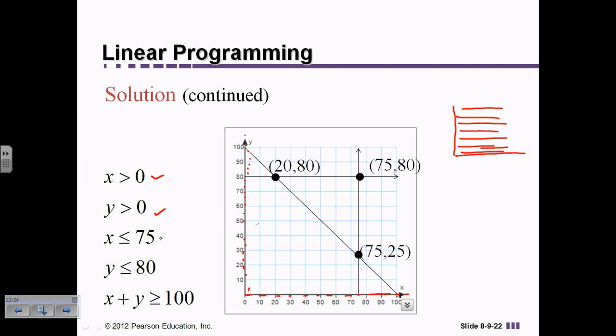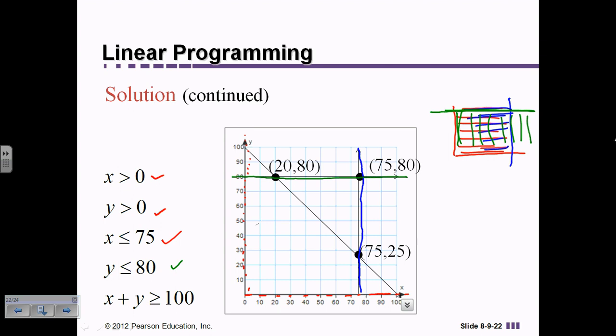Now X is less than or equal to 75. That is this line right here. And less than or equal to 75 would be this area to the left of that line. So we're now restricted between the y-axis and the blue line. Then I have Y less than or equal to 80. So that's this line right here. Less than that would be below, so we're shading below this. So now we're looking at that square in the middle.